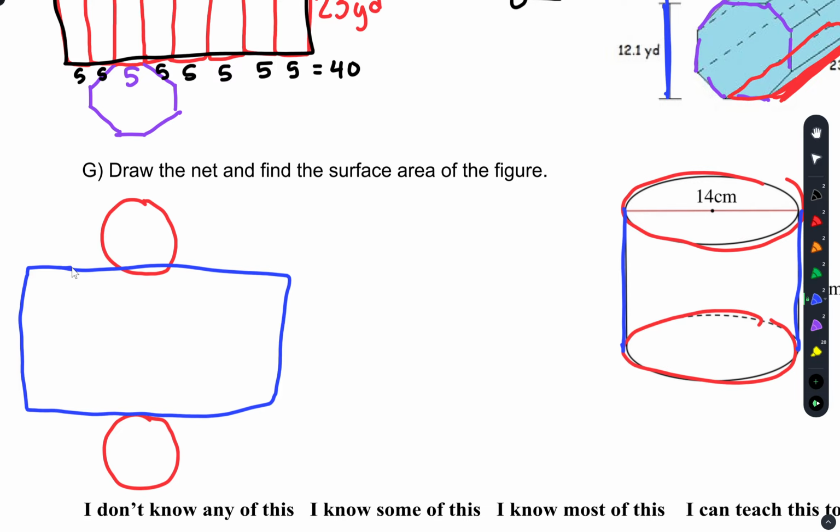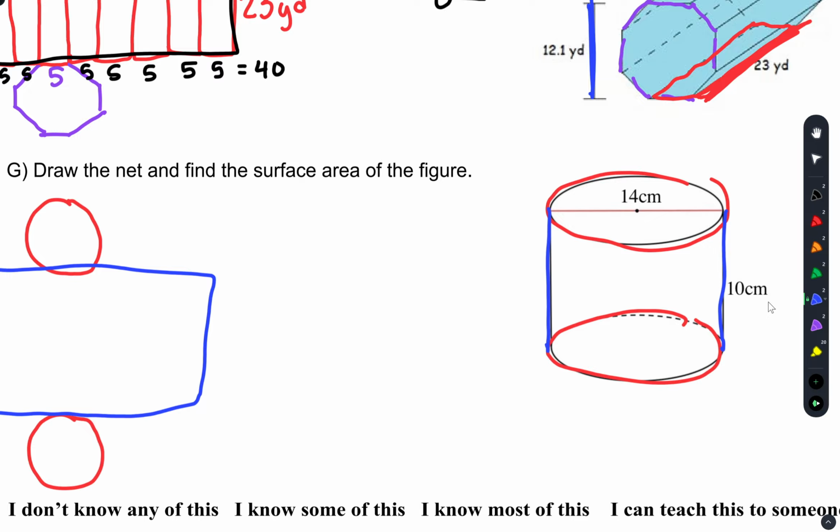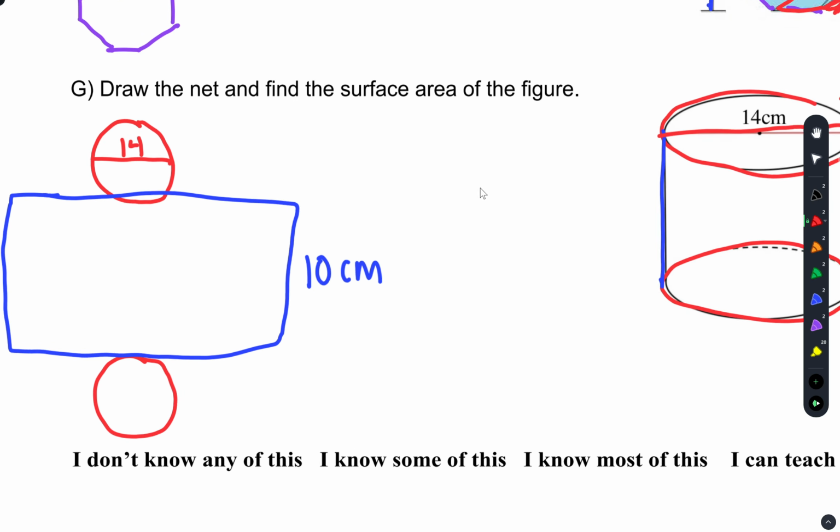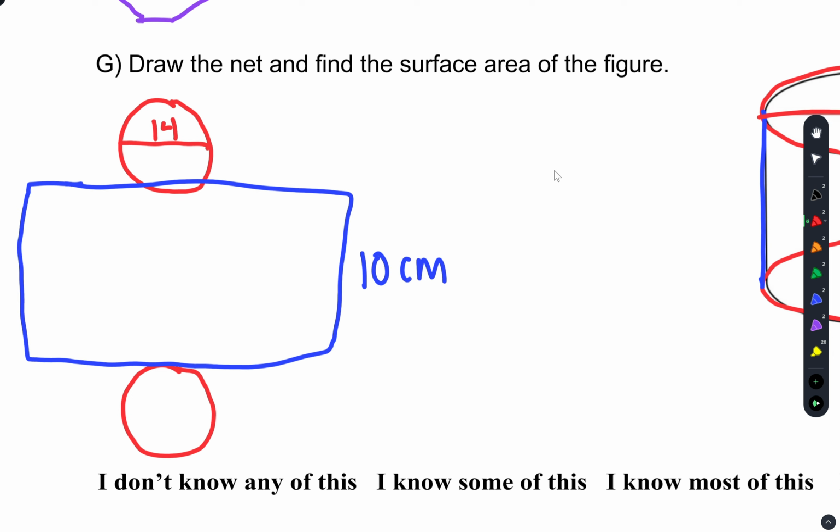Let's put some labels in there. I know the height of this rectangle, or AKA the distance between the 2 bases, is 10 centimeters. And then I know one diameter of one of these circles is 14 centimeters, which is not drawn to scale. You're just going to have to believe me. So let's start surface area.